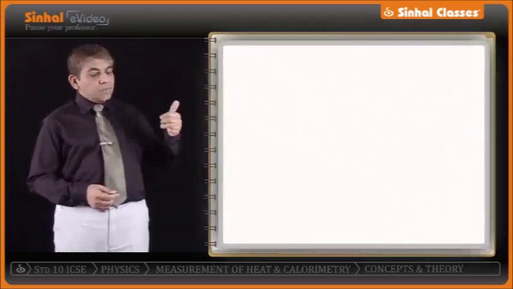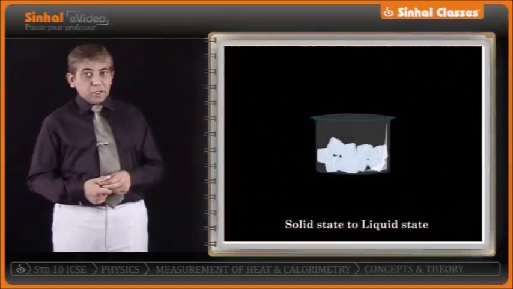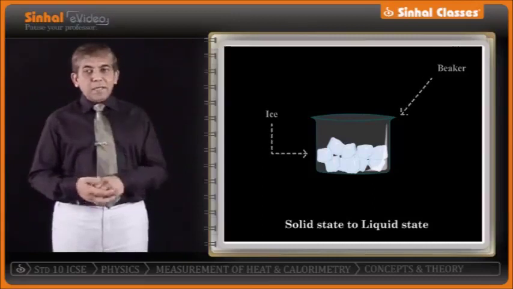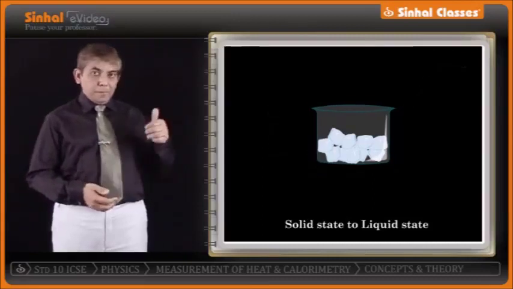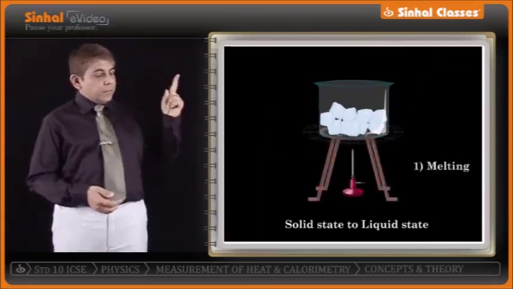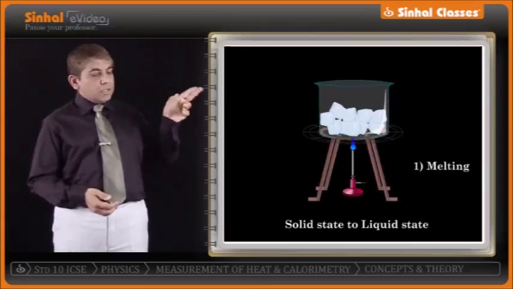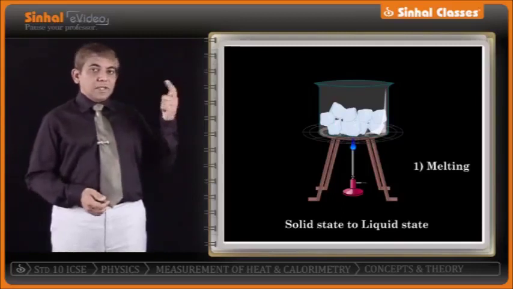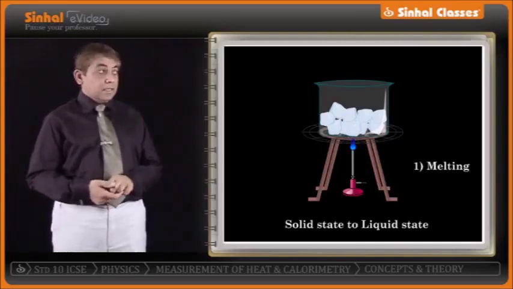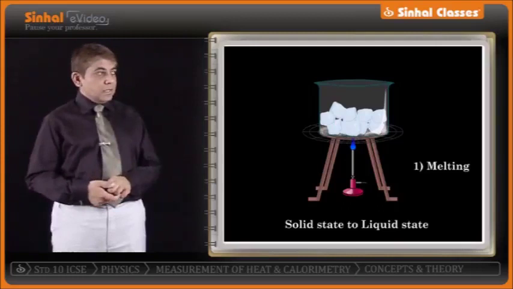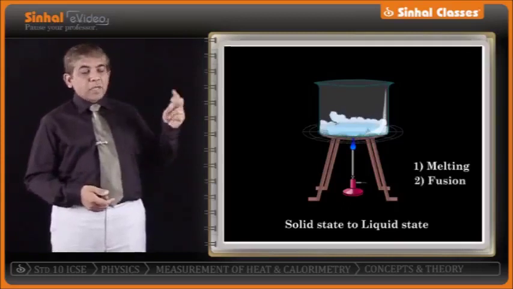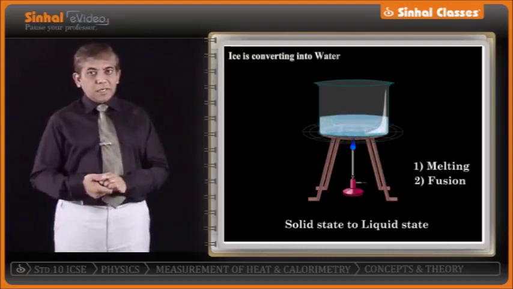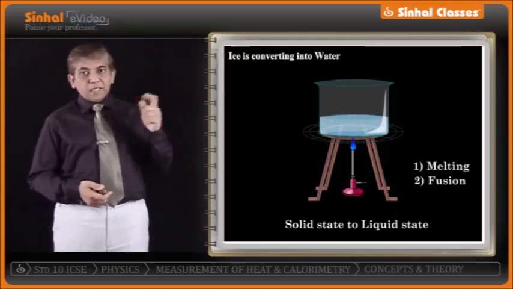When solid is converted into liquid, which is the process that takes place? Melting. Yes, melting is the process that takes place when a solid is getting converted into the liquid state. There is another name for a similar process which is called as fusion. So two processes take place when solid is getting converted into the liquid state: melting as well as fusion.